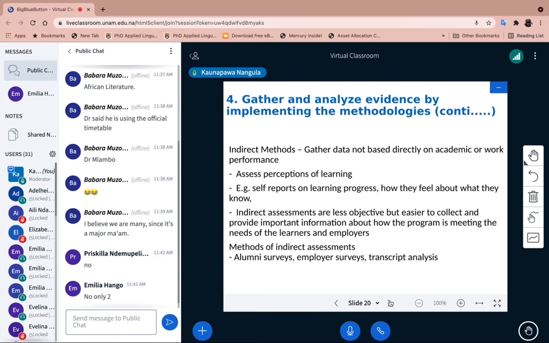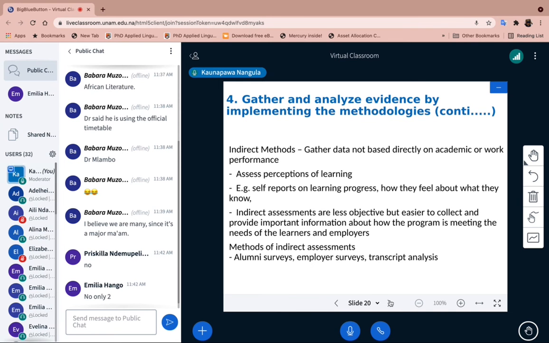And then the indirect method gathers data not directly based on academic or work performance, but rather assesses perception of learning, such as self-report on learning progress, how they feel about what they know or the experience that they get from your classroom. Indirect assessments are less objective, but easier to collect and provide important information about how the program is meeting the needs of the learners and employers.